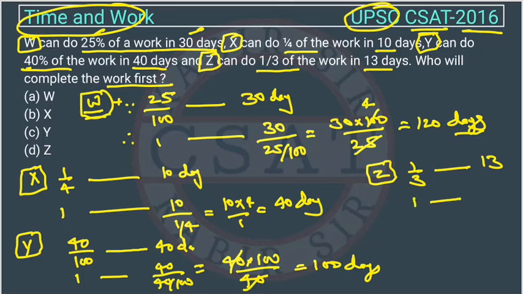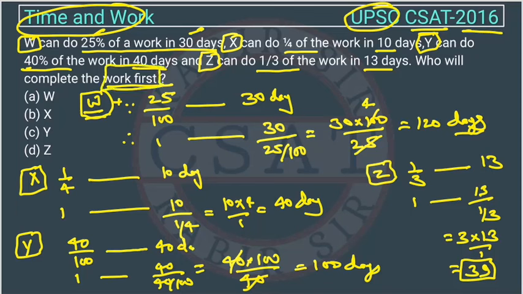So one work he will complete in 13 upon 1 by 3. So it will be 3 into 13. That will be 39. So now the question is asking who will complete the work first. Who will take the minimum days, right?